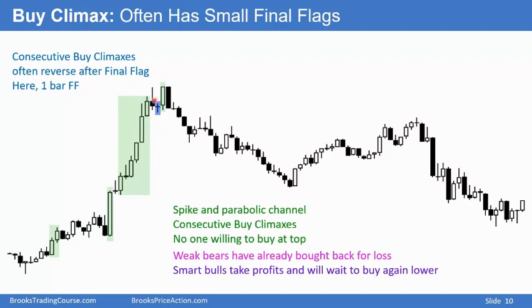Consecutive buy climaxes often have a small bull flag for the final bull flag. Sometimes it's simply a single bar. Here you can call it 2 bars if you want. To me, the pullback, this bar below that low, is the pullback bar. It's a 1 bar bull flag, and it's only a doji, but bulls are aware after a series of buy climaxes, sometimes you get a very unremarkable bull flag, and it's the final flag in the bull trend.